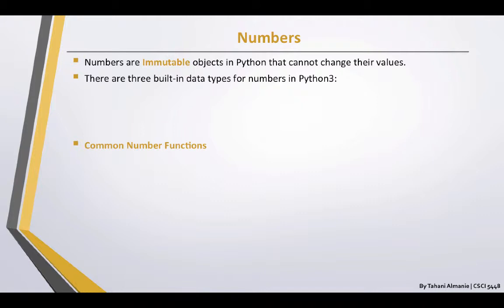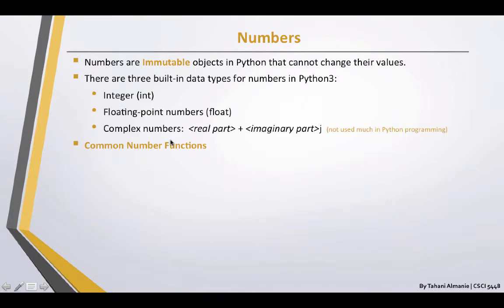In Python, numbers are immutable objects that cannot change their values. That means changing the value of any number data type results in a newly allocated object. And there are 3 built-in data types for numbers in Python 3: integer or ints, floats, and complex numbers. Complex numbers consist of a real part and imaginary part, but actually this is not used much in Python programming.